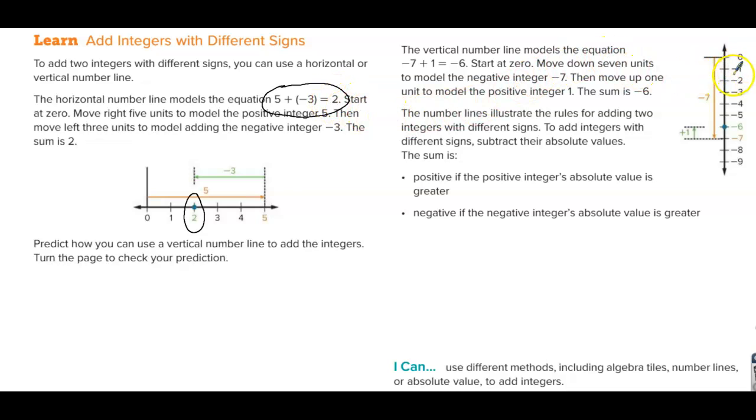We can also use a vertical number line. All right. The problem for this example is -7 plus 1. We start at 0 and we go down 7, and then +1 means we go back up 1, and that lands us at -6, which is the solution to the problem.